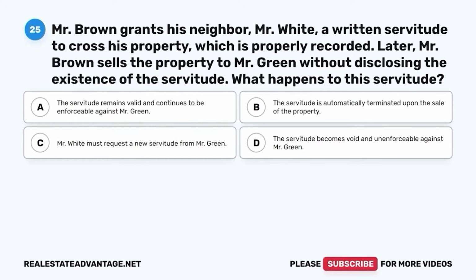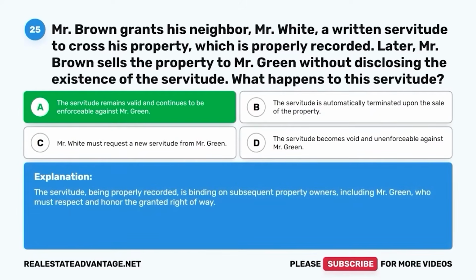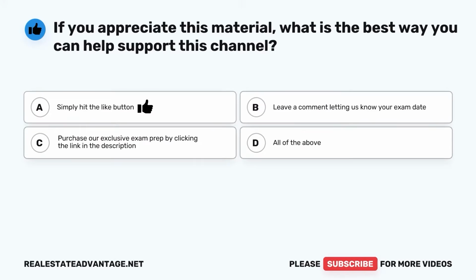A. The servitude remains valid and continues to be enforceable against Mr. Green. B. The servitude is automatically terminated upon the sale of the property. C. Mr. White must request a new servitude from Mr. Green. D. The servitude becomes void and unenforceable against Mr. Green. The correct answer is A. The servitude remains valid and continues to be enforceable against Mr. Green. The servitude, being properly recorded, is binding on subsequent property owners, including Mr. Green, who must respect and honor the granted right-of-way.